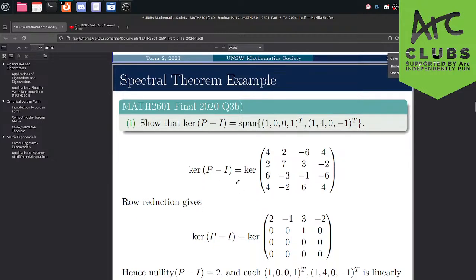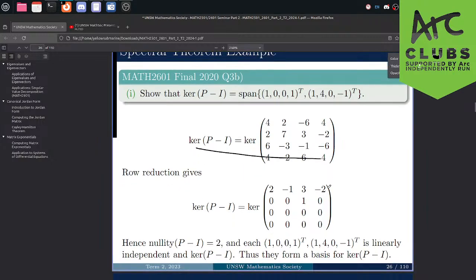Okay, so you're given the kernel of P minus I. Row reducing, these two rows here are all zeros, and you have two non-zero rows. So this means that the dimension of the kernel is 2, because 4 minus 2. So the nullity is 2, and you know that these are linearly independent of each other, so this forms a basis for the kernel of P minus I.